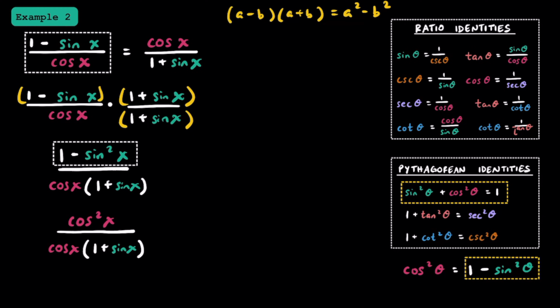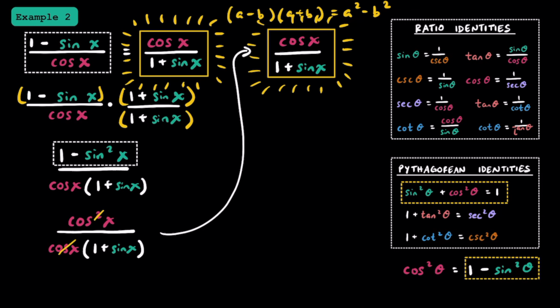Since the numerator and denominator have a GCF of cosine of x, we can divide the top and bottom both by cosine of x, and we'll be left with cosine of x over 1 plus sine of x. Here we can see we verified this identity.